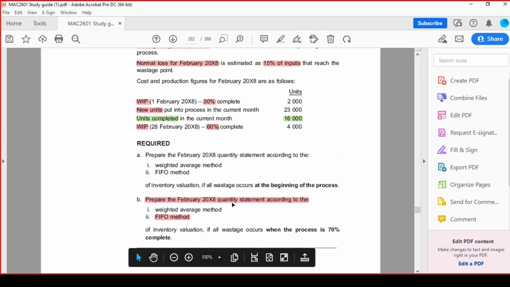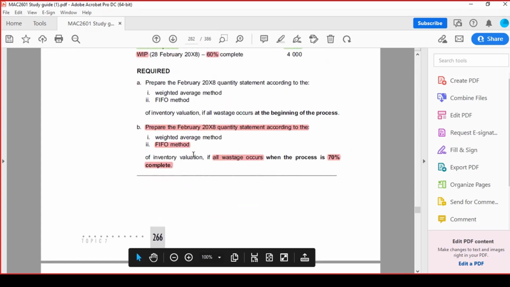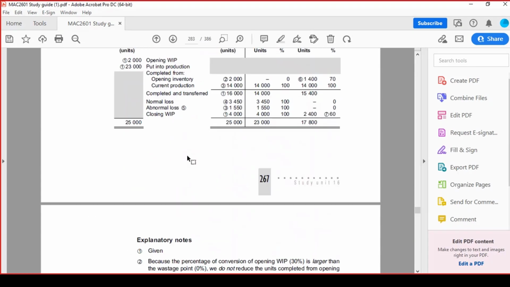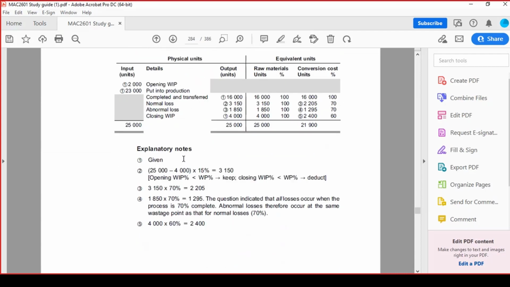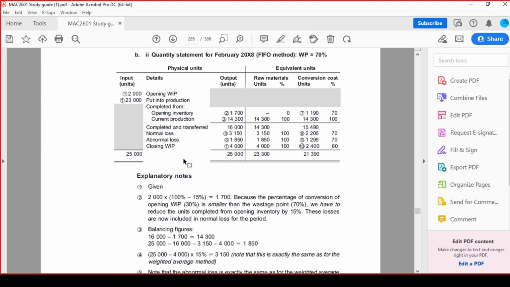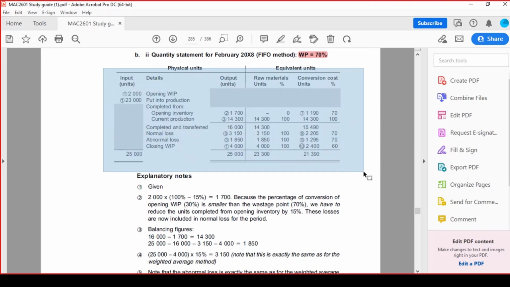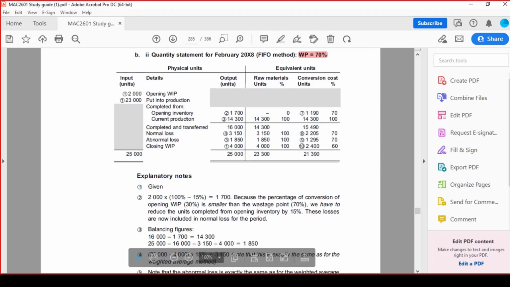Then they ask you to prepare a quantity statement for the month of Feb according to first in, first out. They said all wastage points occurred at 70% complete. How would you approach this? Wastage point is at 70%. So this is how your answer will look. Let's start at the beginning. Please follow what I'm saying because I'm going to give you a question for you to do.